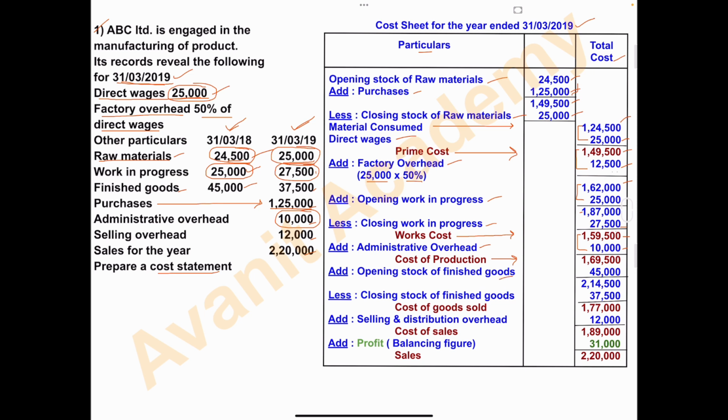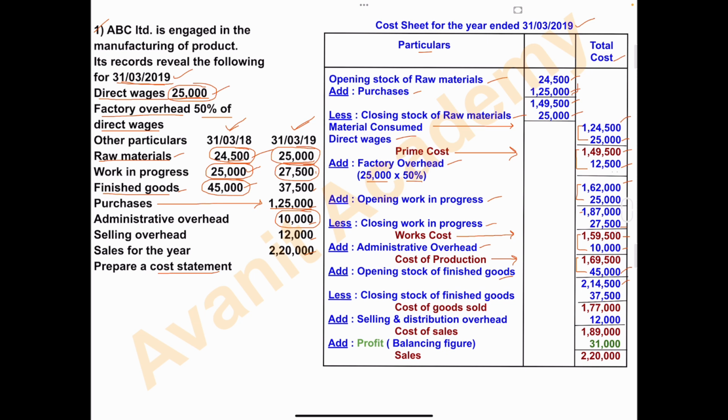See in the problem, finished goods, that is the stock of finished goods. Opening stock of finished goods amount is 45,000. This 45,000 we have to add. Write in the solution, total cost column, add opening stock of finished goods 45,000. Add these two amounts. 1,69,500 plus 45,000 and the total is 2,14,500.